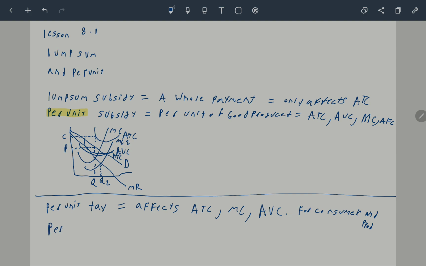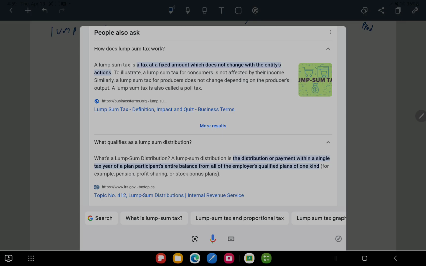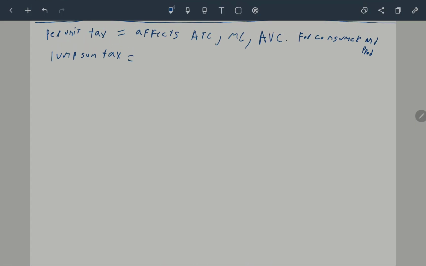And we've got lump sum tax. I actually don't know a scenario in which we would use a lump sum tax. It's probably not going to be on a test, but I'll still cover it. According to Google Assistant, a lump sum tax is a tax at a fixed amount which does not change with entities' actions. To illustrate, a lump sum tax for consumers is not affected by their income. Similarly, a lump sum tax for producers does not change depending on the producer's output. The lump sum tax is also called a poll tax. So if you see that on your test, it's probably a lump sum tax.